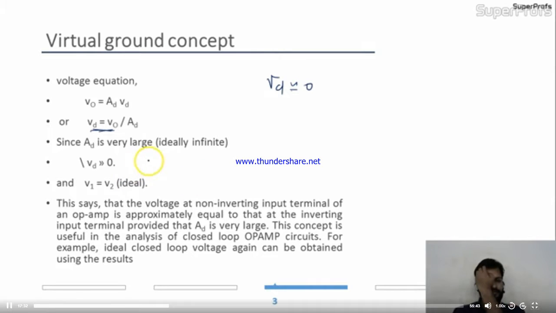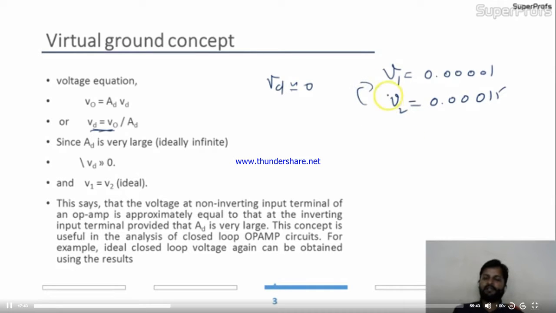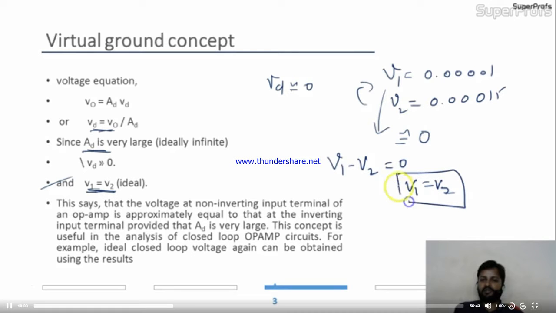Because the difference is 0. If V1 is 0.00001 and V2 is 0.00015, if you take the difference of these two, it will be nearly 0, or not. Is it okay? What is the reason? The gain is very high. So ideally V1 equal to V2, it means the difference V1 minus V2 is nearly 0. So V1 equal to V2. This is the virtual ground concept.